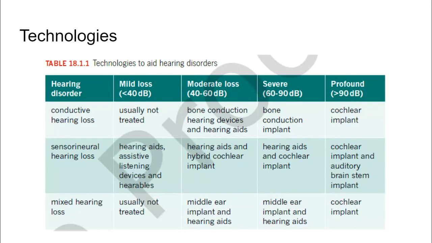So technologies that we would use to aid hearing disorders will in fact change based on the hearing disorder and the amount of loss which a person may be experiencing. So we see with profound hearing loss, a cochlear implant might be used. Hearing aids we see mentioned on our list, but also some ear implants, which may also be able to help.